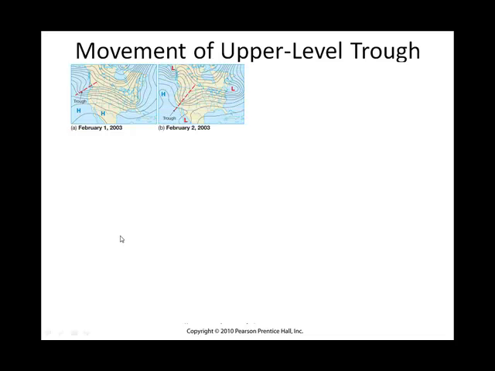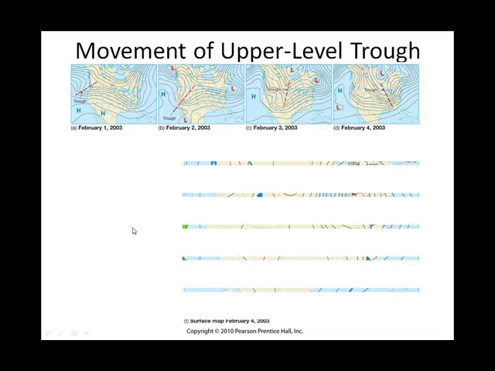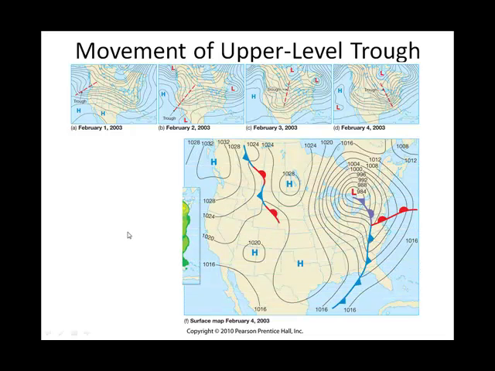So this is showing you, looking at the Rossby waves, looking at upper elevations, and things moving across from day to day, February 1st, 2nd, 3rd, and 4th. So we can anticipate then the system as it moves across the country.